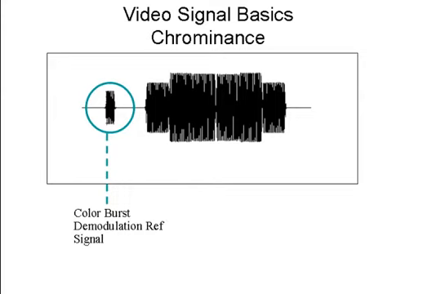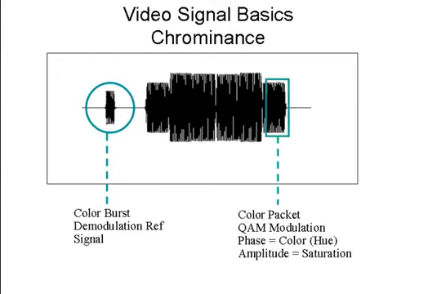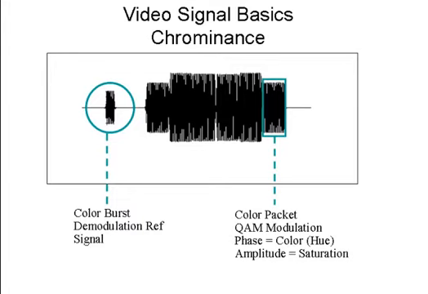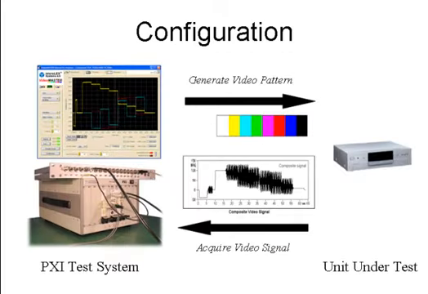The color information, or chrominance, is then encoded into a video signal using a special subcarrier frequency. A reference signal is contained at the beginning of each line of video, with the color packets modulated on top of the luminance signal. The phase of the color packet contains the color or hue, with the amplitude of the packet giving us saturation. When testing a video signal, the first thing to consider is the measurements that you want to make to qualify your unit under test.